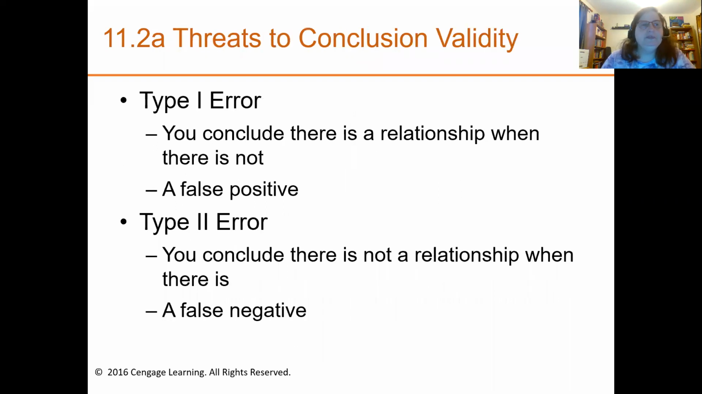Okay. So this brings us back to type 1 error and type 2 error. And this is a good opportunity to recall these errors. Type 1 error is when you conclude there is a relationship when there is not, or there is a difference when there is not. It's a false positive. Type 2 error is when you conclude there's not a relationship when there is one. There is not a difference when there is one. It's a false negative.